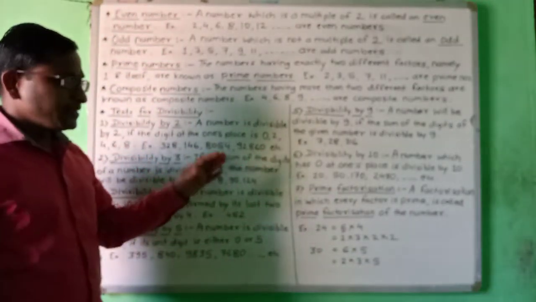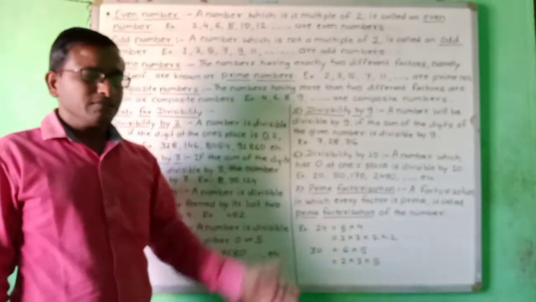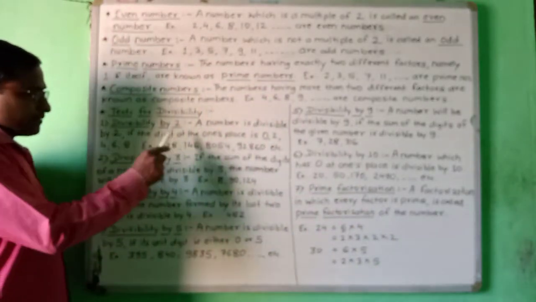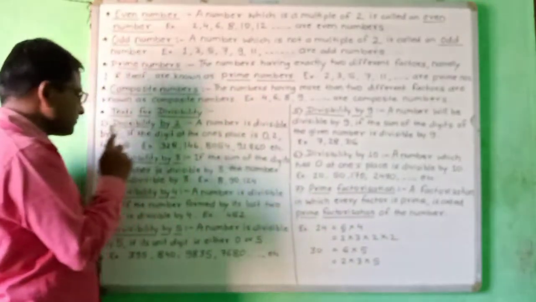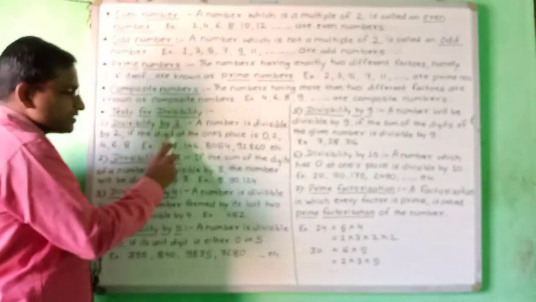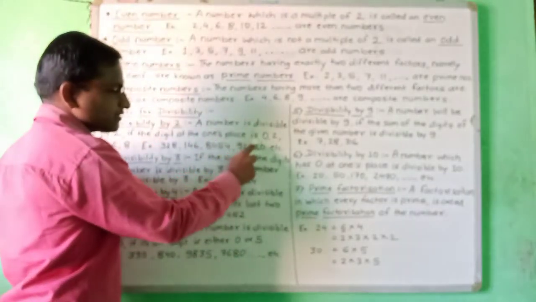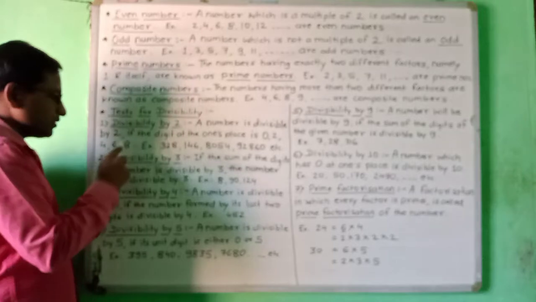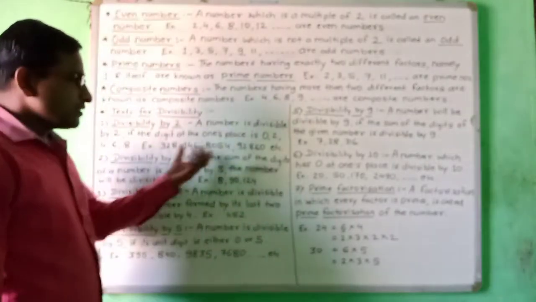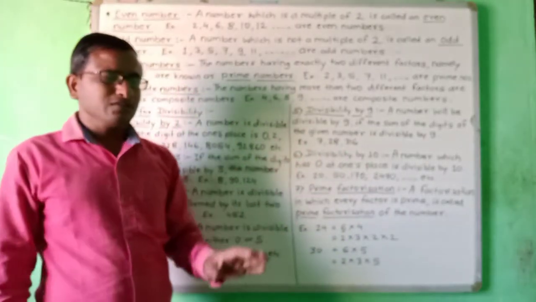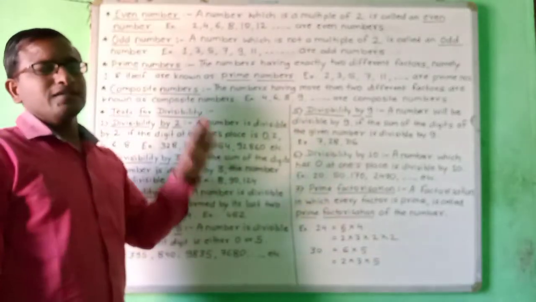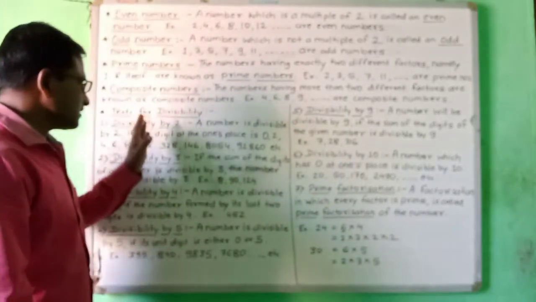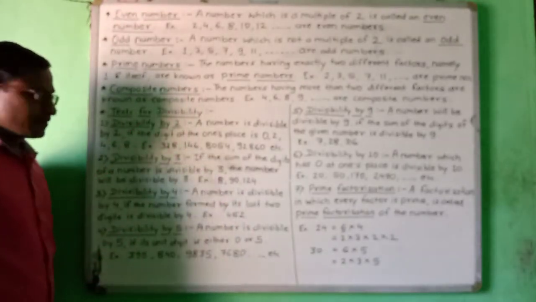So 0 is present when the number is also divisible by 2. In our definition, a number is divisible by 2 if the digit at the one's place is 0, 2, 4, 6, or 8. So if these digits are present in the unit place, the number is always divisible by 2. This is the test of divisibility by 2.